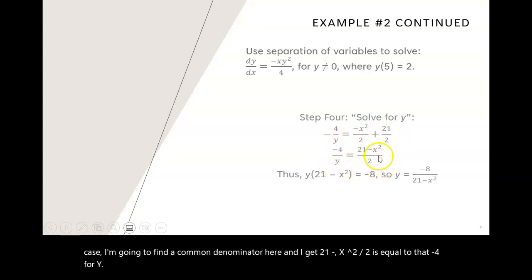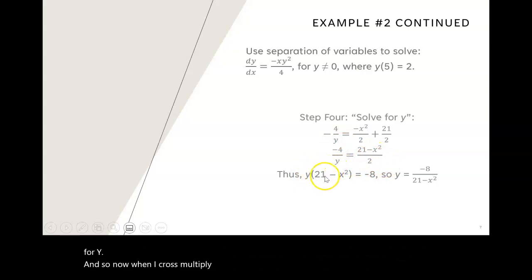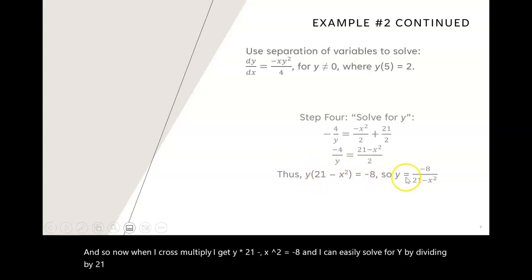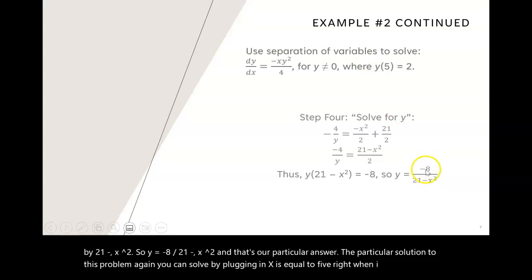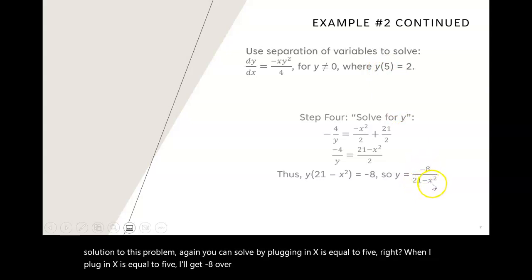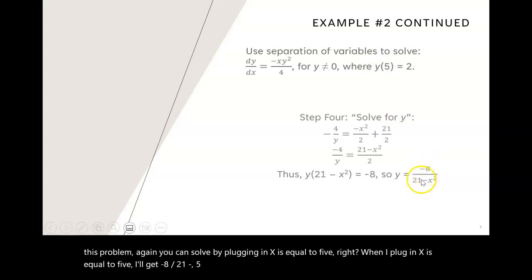And so now, when I cross multiply, I get y times 21 minus x squared equals negative 8. And I can easily solve for y by dividing by 21 minus x squared. So y equals negative 8 over 21 minus x squared. And that's our particular answer, the particular solution to this problem. Again, you can check by plugging in x is equal to 5. All right, when I plug in x is equal to 5, I get negative 8 over 21 minus 5 squared, which is negative 8 over negative 4, which is equal to 2.